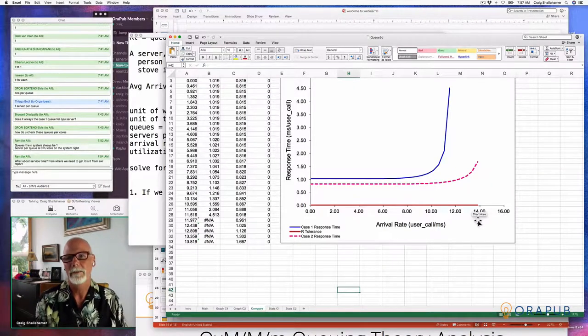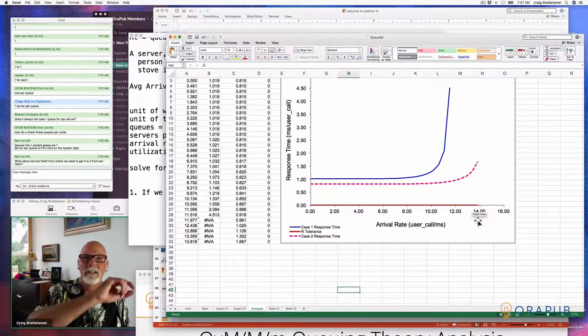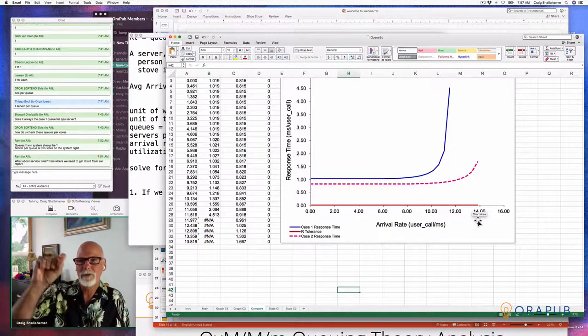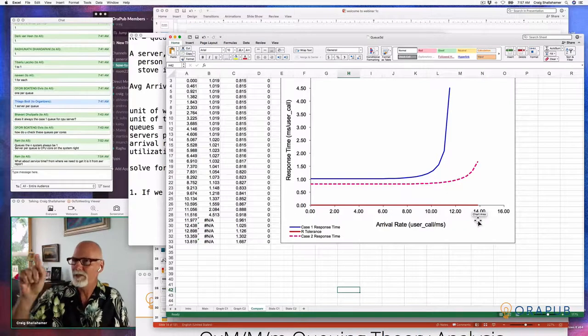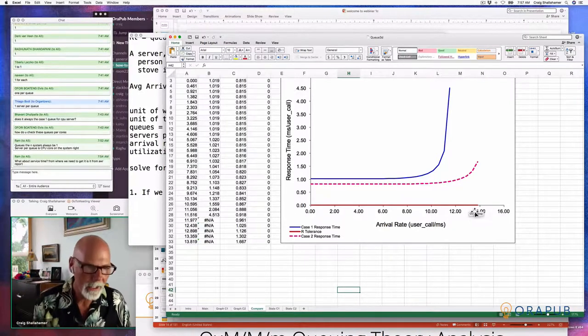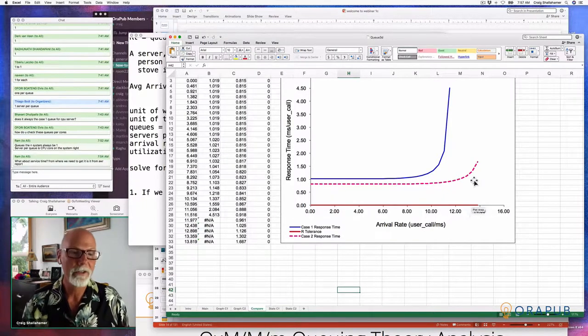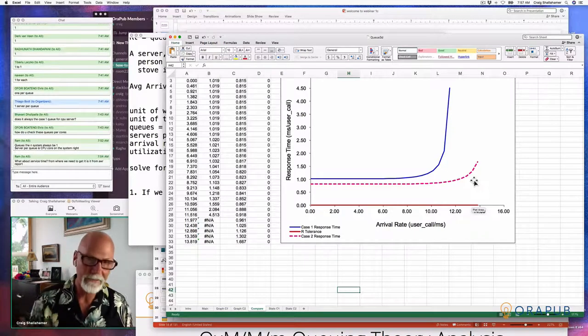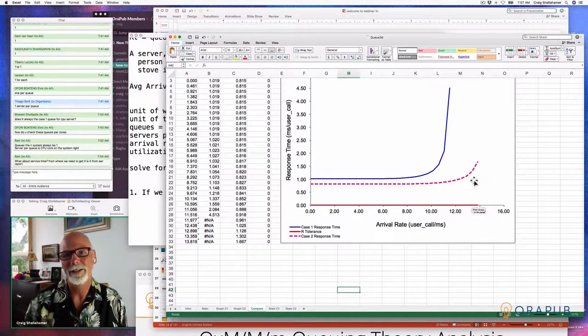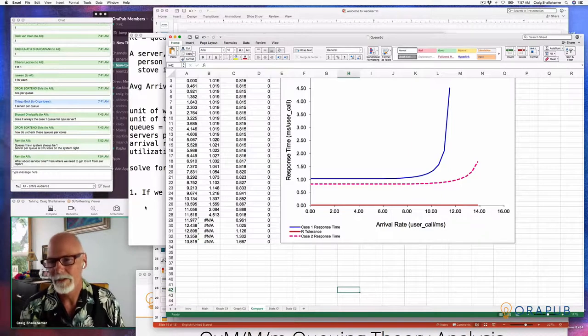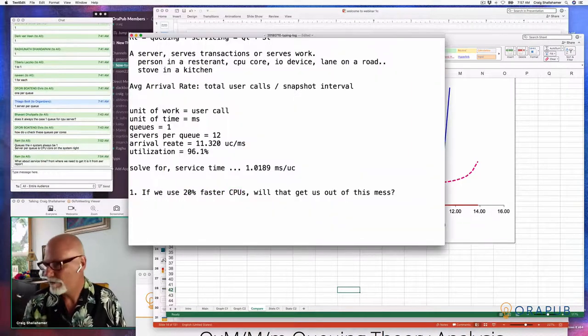per millisecond. And if you've actually plotted your user calls over time and you see the graph, you can say, well, it looks like in about 6 months, we're going to hit about this 13, 14 user calls per millisecond. That means our CPUs are going to have a negative effect on the performance of our system. And that's how you can actually use this. Okay. All right. So that's one way to do that.